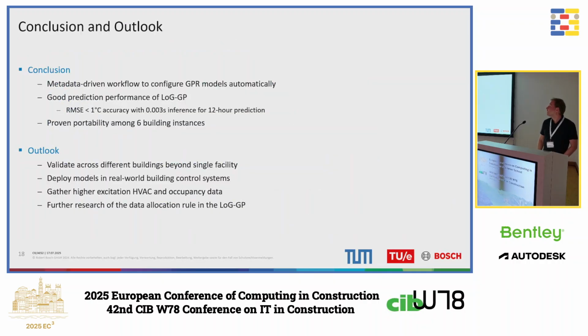So the conclusion is we have a metadata-driven workflow to configure these models automatically, to just say, I want a prediction of that room temperature, and the GPR is automatically deployed to that room. We have a very good prediction performance, and we've tested this with, as I said, a variety of rooms, and it works there. What is still open is to validate with different buildings and deploy the models in the real world, and probably look a bit closer at the allocation rule to decide which GPR to use in this log-GPR approach.